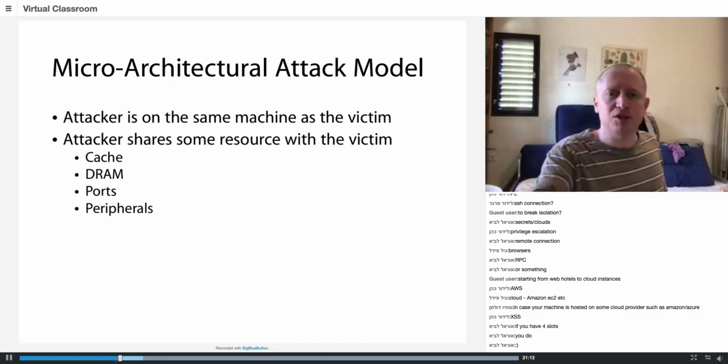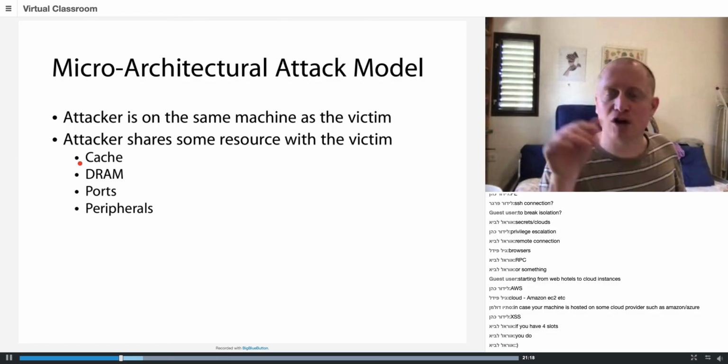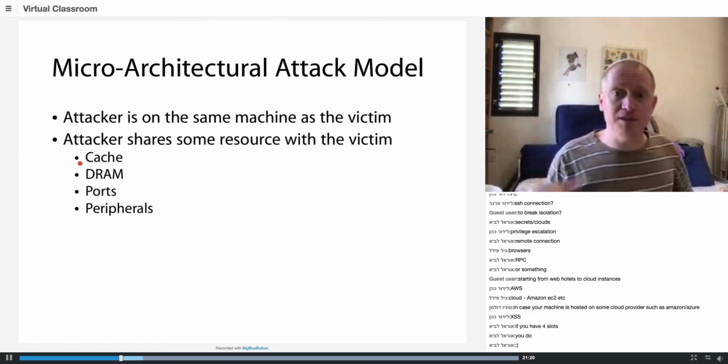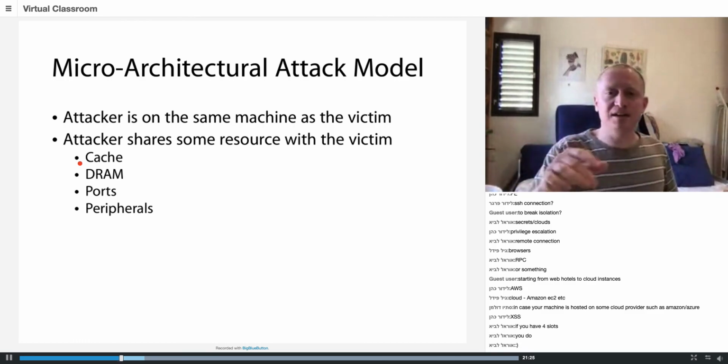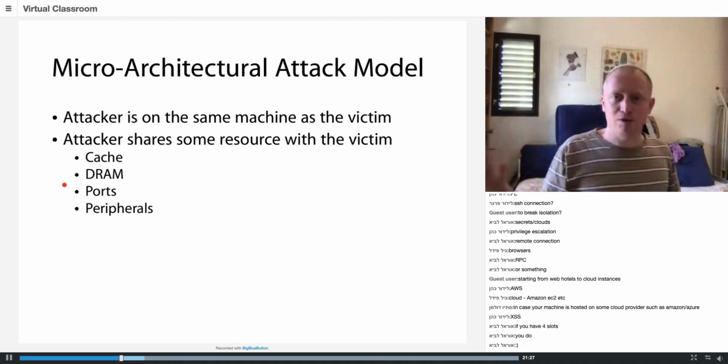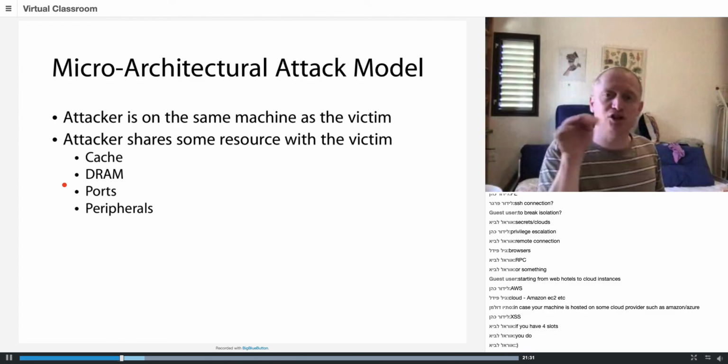And here are some things which are shared resources between the attacker and the victim very commonly. So one thing that I'm actually going to talk about in the following 50 minutes is the cache. What is the cache? I will explain. The second thing is memory. So you have to access the memory, so you're sharing the memory. And you're sharing the connection to the memory, the path to the memory, and so on.